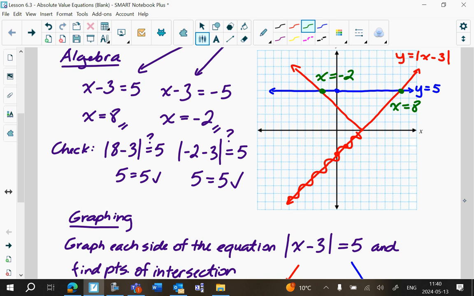Remember, we did this type of graphing with quadratic equations. That's something that you're going to have to be familiar with on the exam.